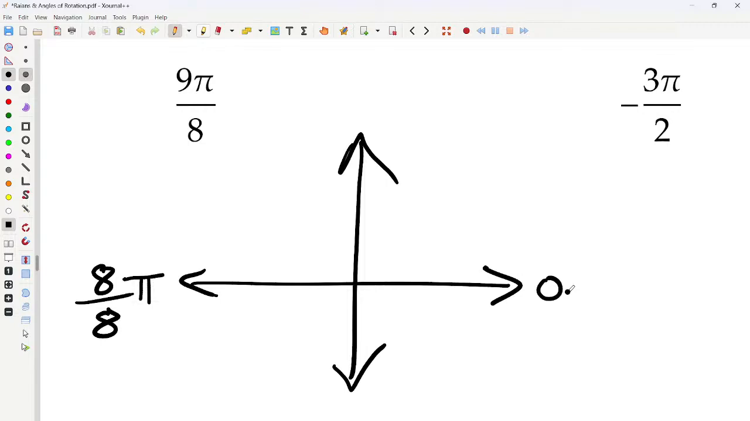It's 0 and pi, 0, 180. But that's a number 1. Why do we choose 8 out of 8? Because we're going to measure some amount out of 8ths.